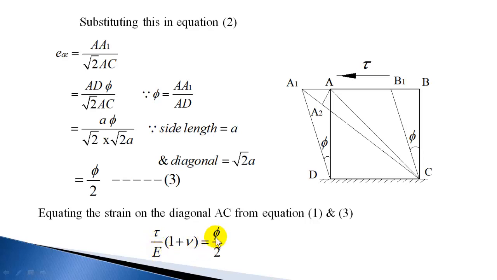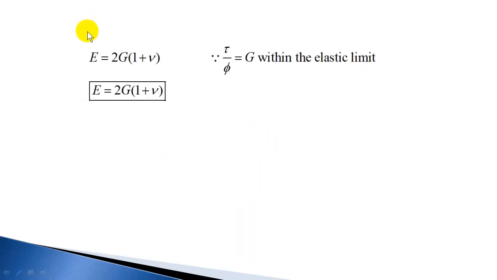You can write E is equal to, taking E here and phi here, tau by phi is G, and if you take 2, 2G into (1 plus nu) is equal to E. So E is equal to 2G into (1 plus nu), because tau by phi is G within the elastic limit, which is the modulus of rigidity. So Young's modulus is 2G into (1 plus nu), where G is the modulus of rigidity and nu is Poisson's ratio. So this is a relation between Young's modulus, modulus of rigidity, and Poisson's ratio.